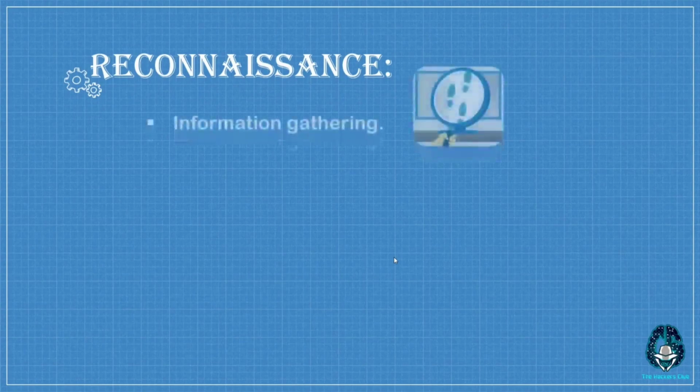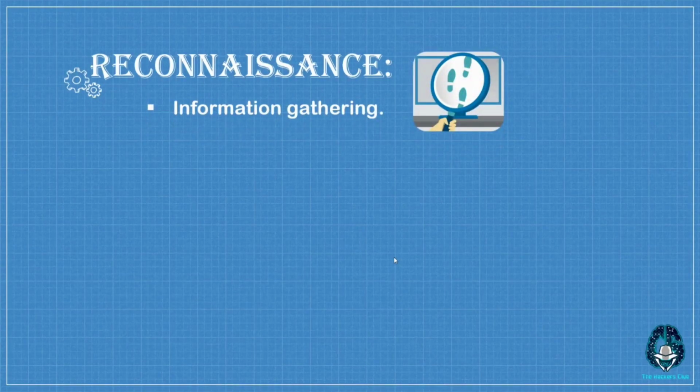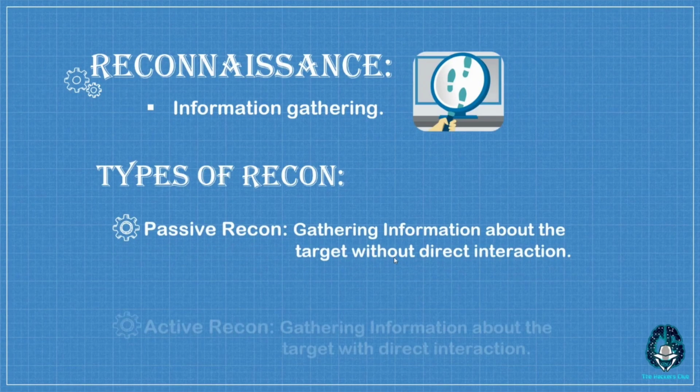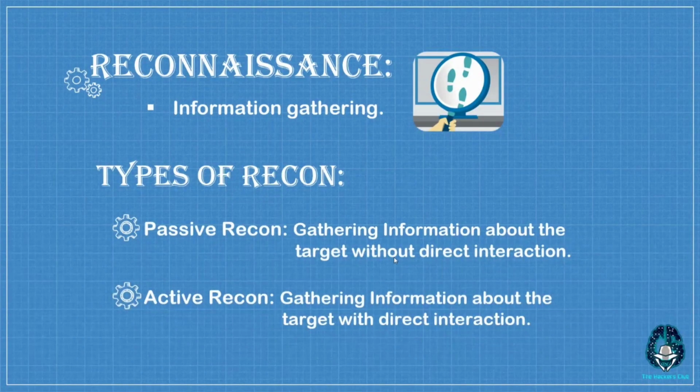So reconnaissance is basically gathering publicly available information about a target. And the types of recon are passive reconnaissance and then active reconnaissance. Passive reconnaissance is actually known as footprinting. It is nothing but gathering information about the target without directly interacting with it. Then active reconnaissance is gathering information about the target with direct interaction.